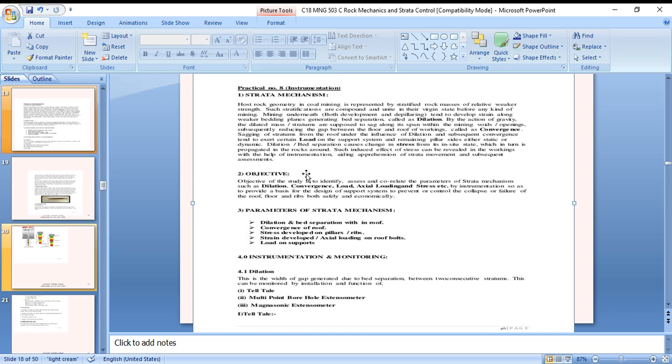Here, the rock geometry of coal mining is represented by stratified rock mass of relatively weaker strength. Such stratifications are compact and intact in their virgin state before any kind of mining. Mining underneath, both development and depillaring, tends to develop strain along weaker bedding planes, generating a bed separation called dilation by the action of gravity. The detailed rock mass strata are supposed to sag along their span width in the mining of a wide opening.